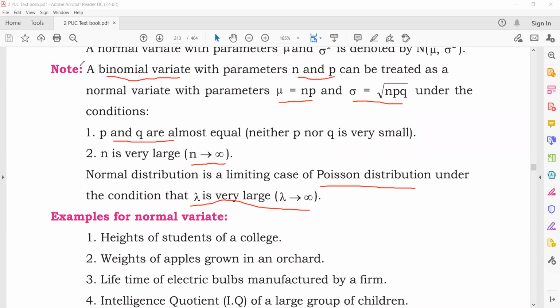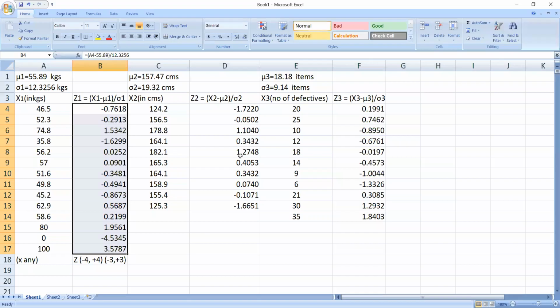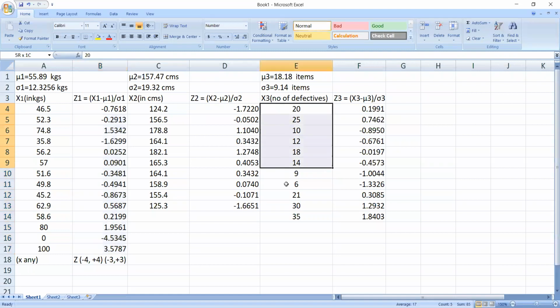So that's why, under certain conditions, and that condition is if your n is very large. If your number of observations or the possible range for x is very large, in that case your x can be taken as binomial. We did the same case, right? We took x as the number of defectives, and we saw that my n is really large here.